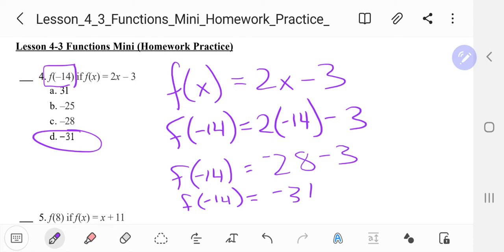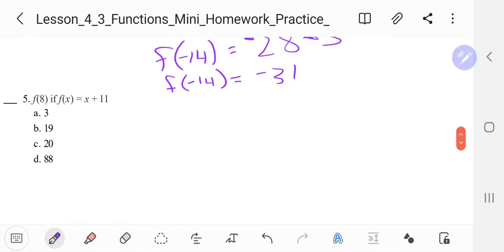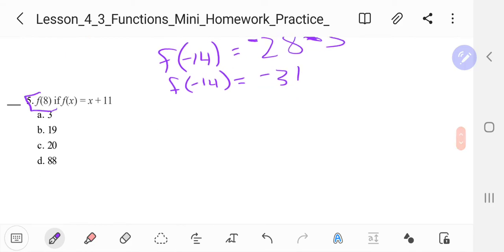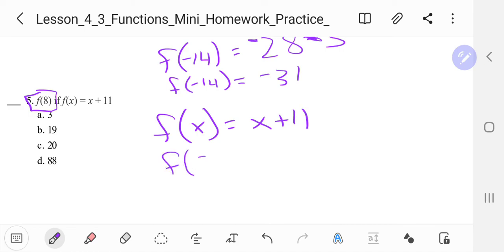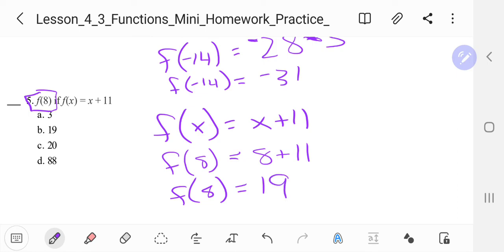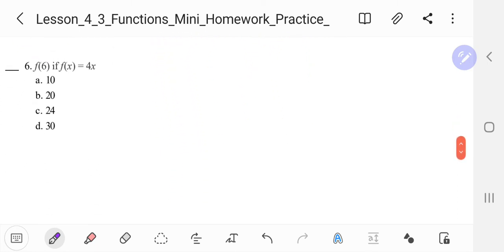All right. Could have been some math mistakes there, especially here where I already have a negative 28, and then this minus 3 goes left 3 even further into the negatives. All right. What does this say here? That is saying find the value of the function when x is 8. So my rule or function is f of x equals x plus 11. So the value of the function when x is 8 is going to be 8 plus 11. So the value of that function when x is 8 is 19. Boom. And there we go.